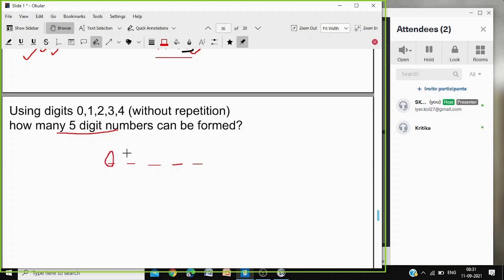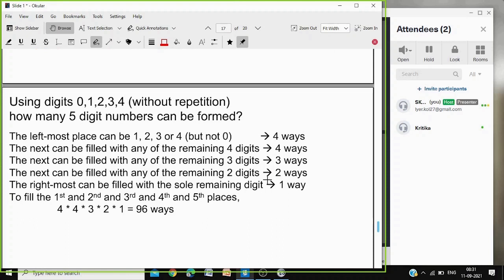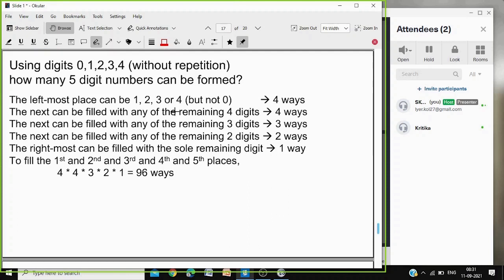If I put 0 in the first place, like 0 1 3 2 4, this is not a 5-digit number. This is only a 4-digit number. So the first place cannot be 0. Then you can put 0 in other places. So the leftmost place cannot be 0.